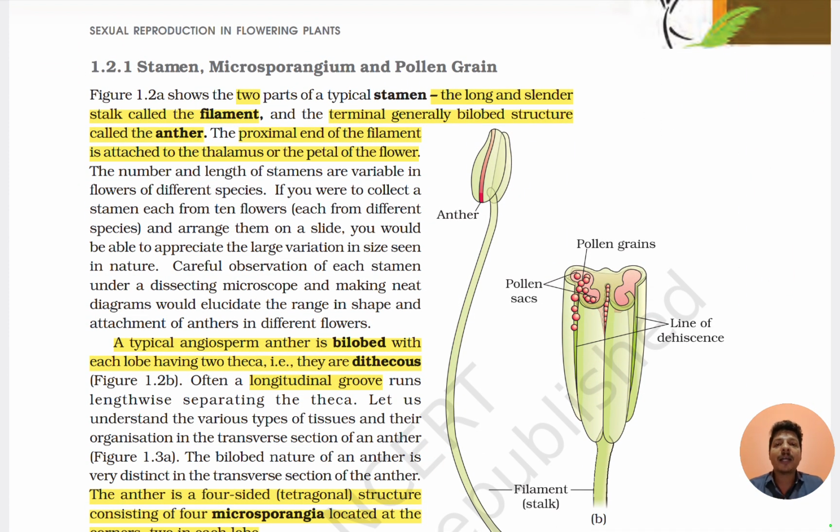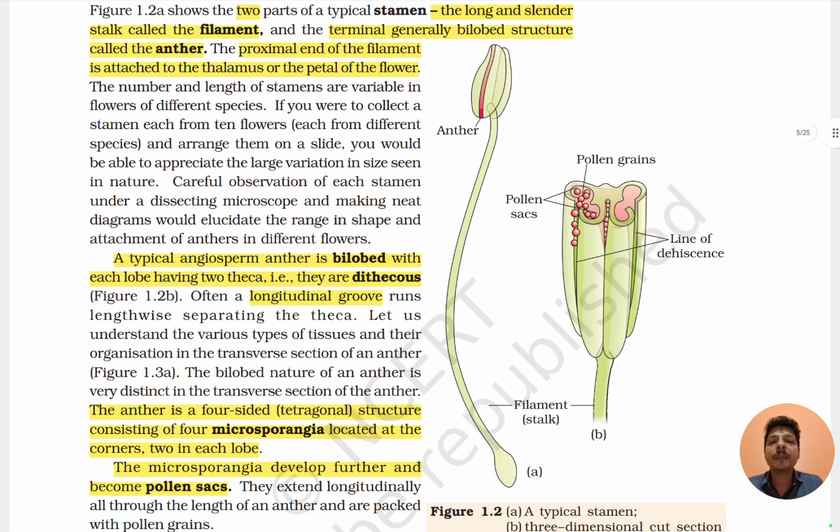Here are the stamen, microsporangium and pollen grain. There are two parts of the typical stamen: the long slender stalk called the filament and the terminal, generally bilobed structure called the anther. As I told you, the anther is bilobed in structure. The proximal end of the filament is attached to the thalamus or the petal of the flower. Proximal end means the down portion.